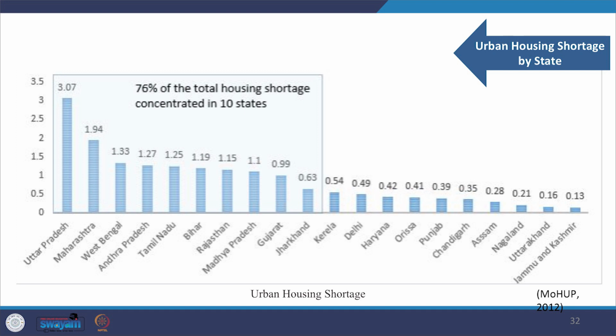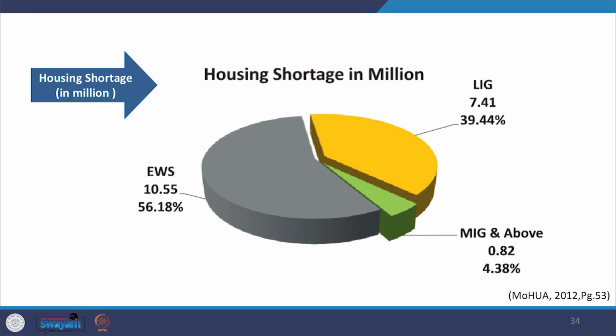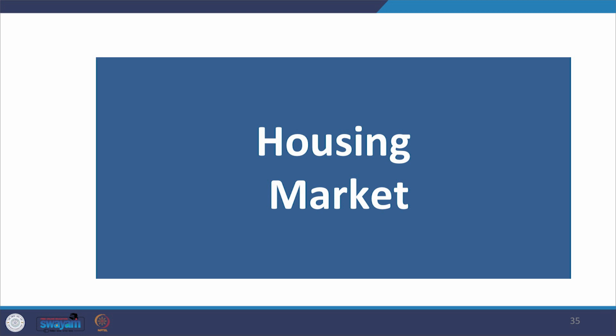The top 10 states in terms of urban housing shortage contribute 143 lakh, or we can say 76% of the housing shortage. Further, we see that the urban housing shortage is prominent across the economically weaker section and low-income groups, which together constitute over 95% of the total housing shortage. The shortage amongst the middle-income group and above is estimated at 4.38%.